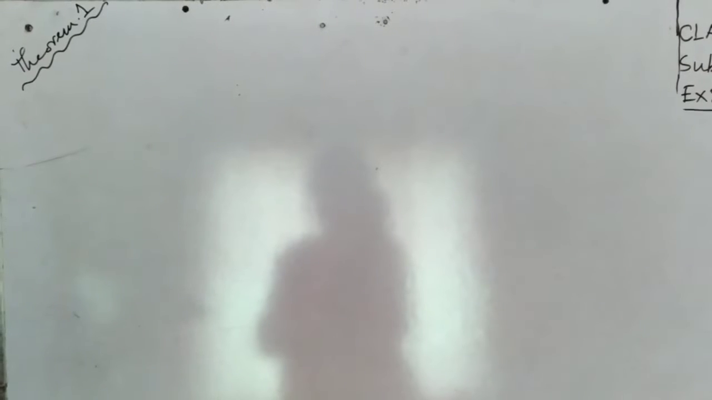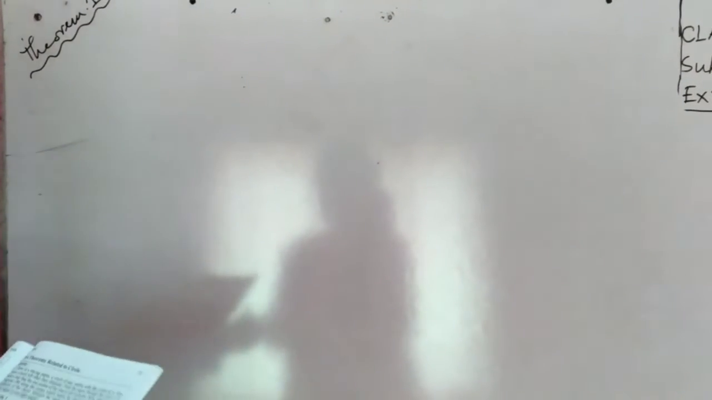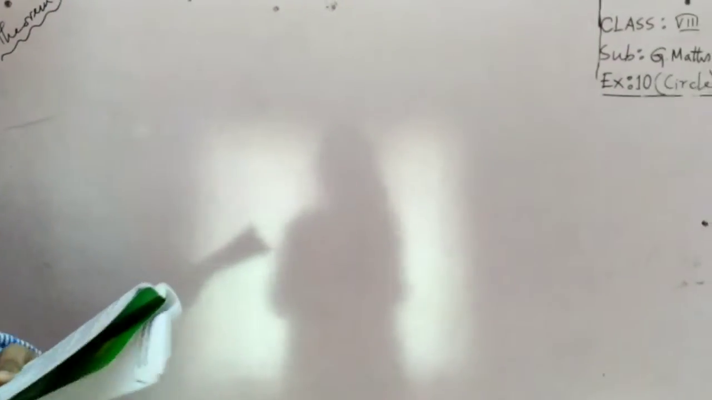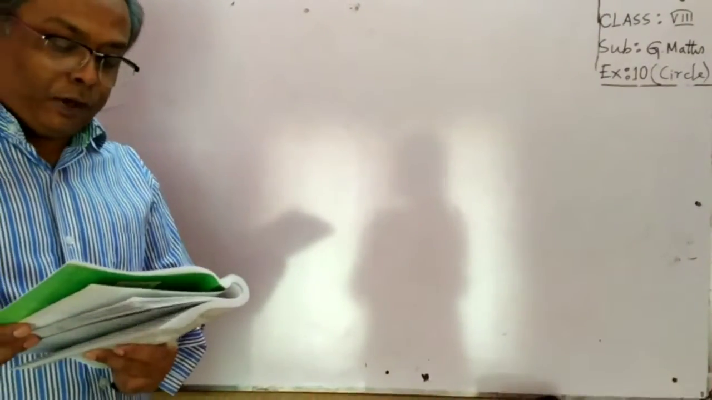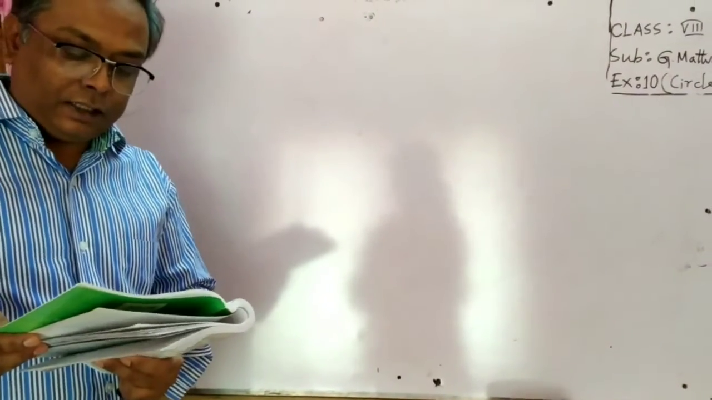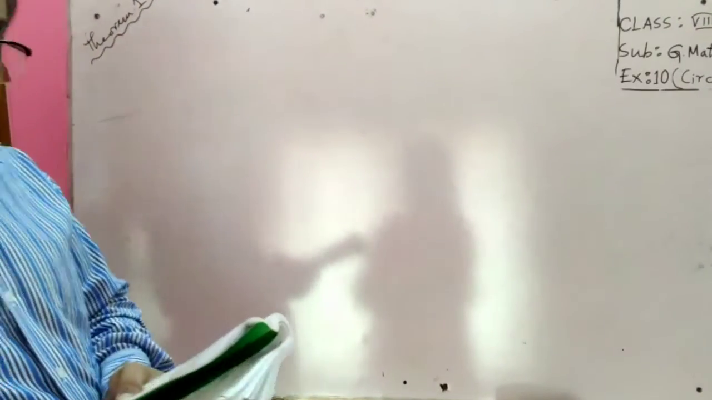Theorem 1, page 161. Theorem 1. The line segment joining the center of a circle to the midpoint of a chord other than diameter is perpendicular to the chord.